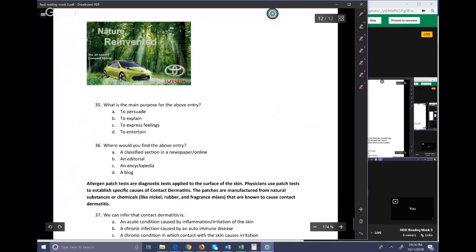Question 35 wants to know the purpose for the above entry, which is this little ad. That would come from reading 2 because it's purpose. Both of these questions come from 2. What is the main purpose for the above entry?